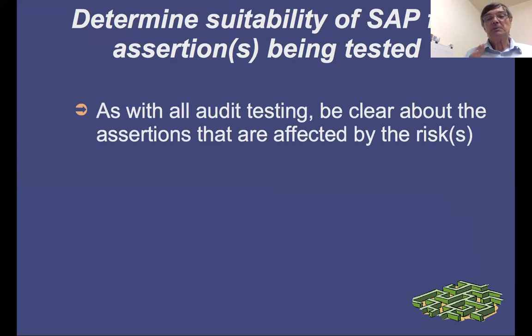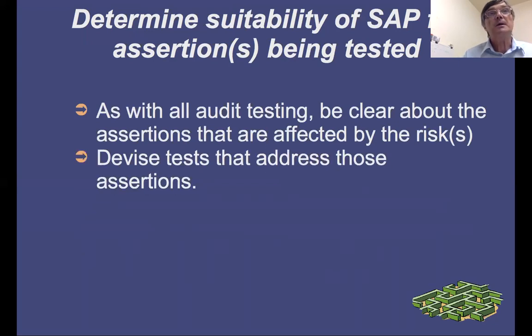Now, this is applicable to all audit work. We should be clear about which assertions we are testing and have formed some kind of conclusion on whether the test is going to, hopefully, give us evidence relating to that assertion. So we must be clear about which assertions we're testing, and then devise tests appropriately. Let's have a look at this.